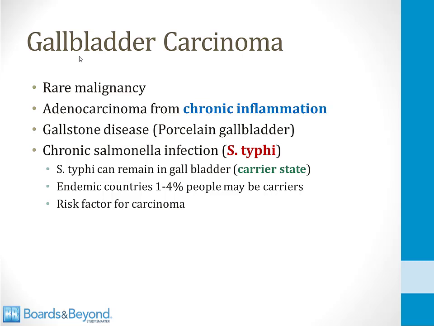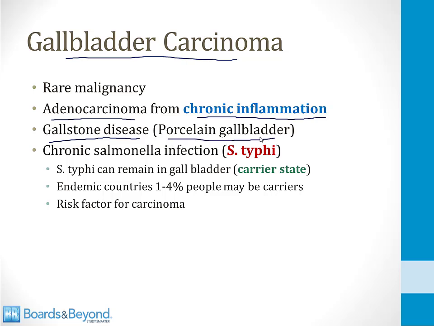Rarely, patients can develop cancer of the gallbladder. This is called gallbladder carcinoma. It's a rare malignancy. It's a type of adenocarcinoma. And in order to get this, you need to have chronic inflammation of the gallbladder. We've already talked about one way this can occur. If you have untreated gallstone disease that progresses to a porcelain gallbladder, this can cause a gallbladder carcinoma.